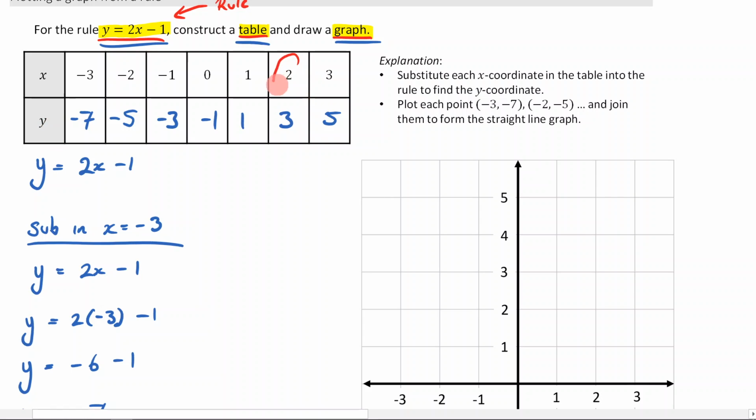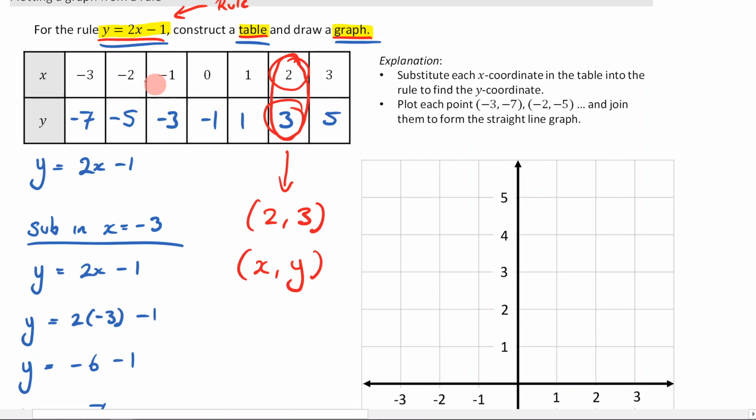Let's take this one for example. This is telling me that when x is equal to 2, y is equal to 3. We can therefore say that this is a coordinate, the coordinate 2, 3. Because think about it, what is a coordinate? A coordinate has an x value and a y value. X is equal to 2, y is equal to 3.